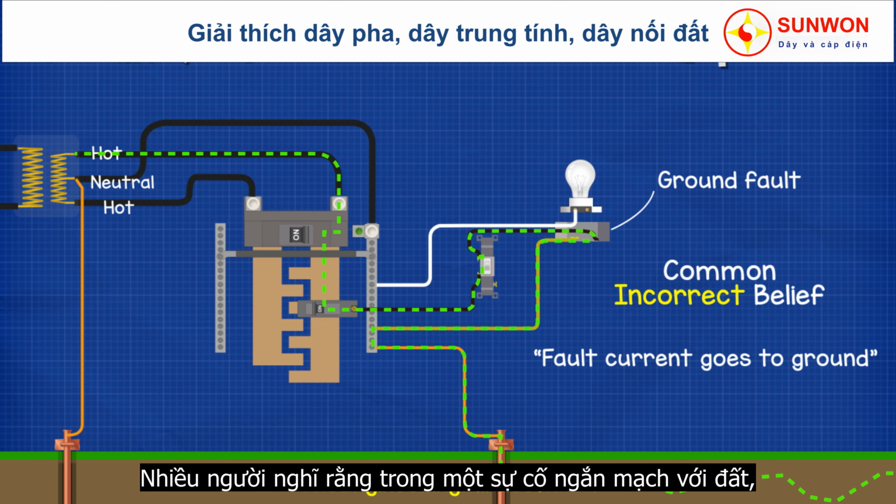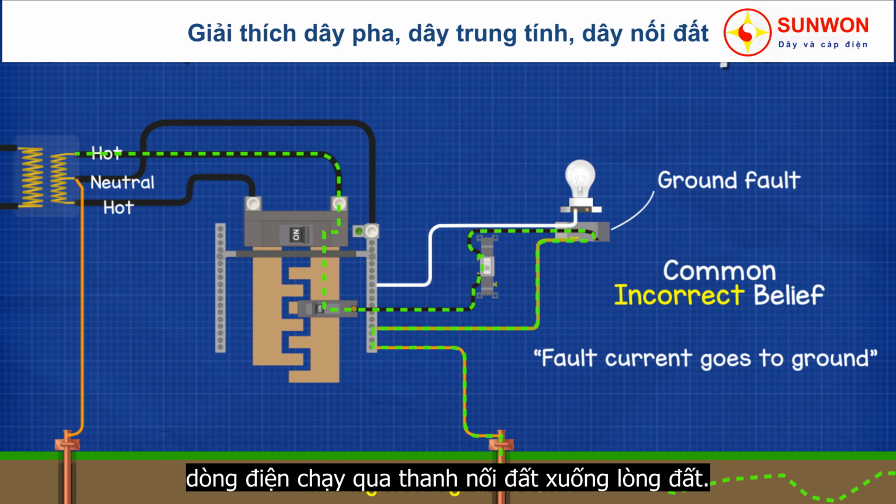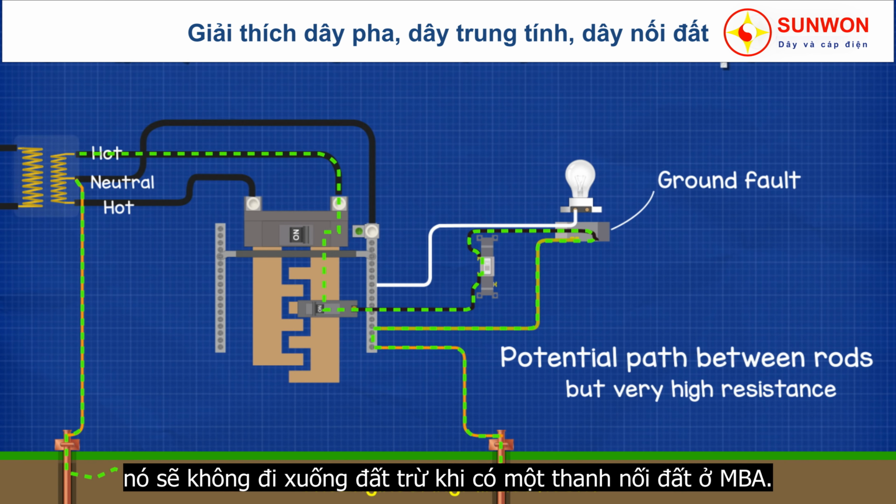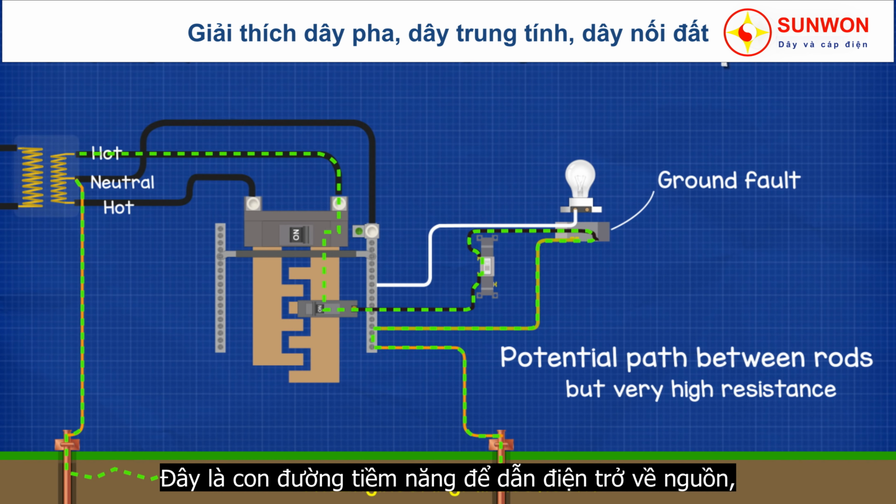Many people think that during a ground fault, electricity flows through their ground rod and into the earth. But remember, electricity tries to get back to its source. It doesn't just go into the earth. And as there is a ground rod at the transformer, there is a potential path for the electricity to get back to the source.